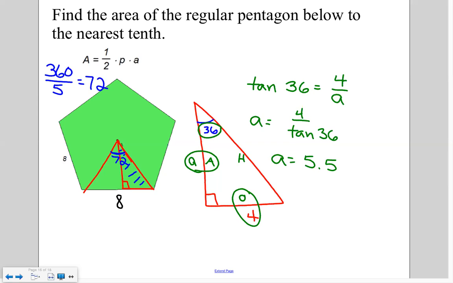All right, let's plug into our area equation what we know. The area is going to equal 1/2 times the perimeter. Well, a side length is 8, and there's 5 sides. 8 times 5 is 40, times the apothem, 5.5. We're going to plug that in to get our area. And in this case, because of how we rounded, our final answer is a whole number. It's 110.